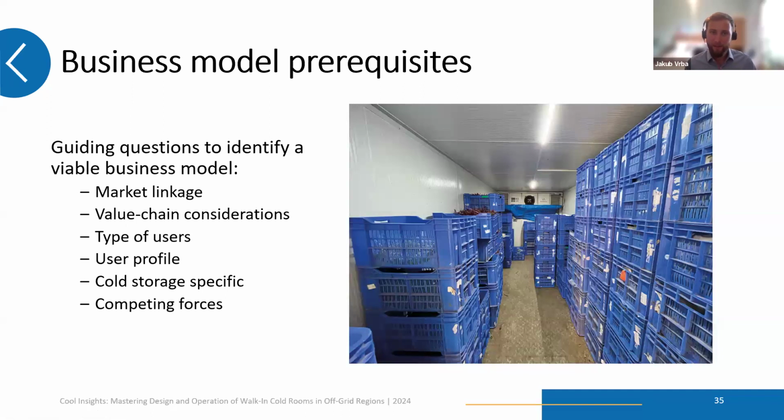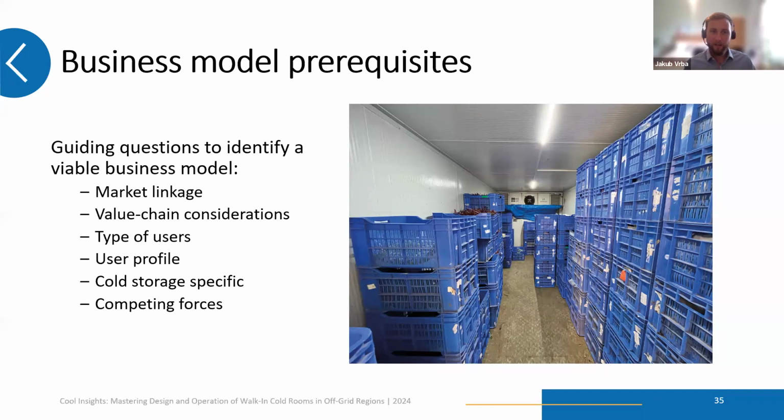There are various guiding questions that can be used as prerequisites for a sustainable business model when it comes to cold rooms. These questions, summarized here in a couple of bullet points, can really help the project developer to identify value chains with the highest potential, ensure reliable market access to create good logistics and operations, and achieve a high utilization rate of the cold room. So all these aspects were already touched on by Arpana with their SocoFresh model. So let's unpack the key considerations that are summarized on this slide.